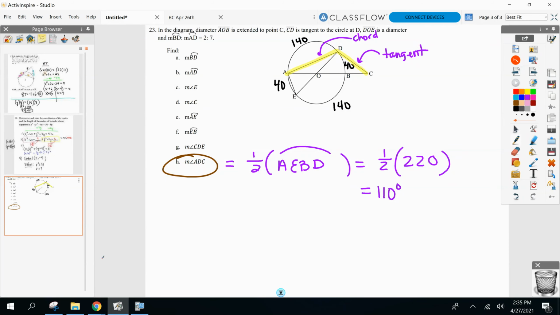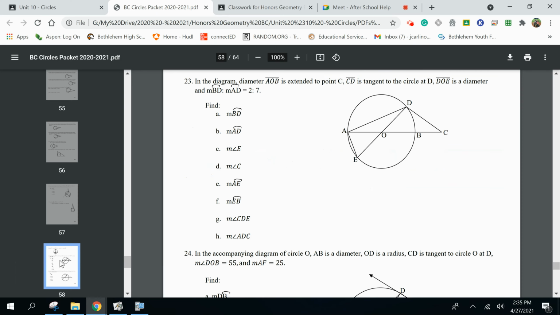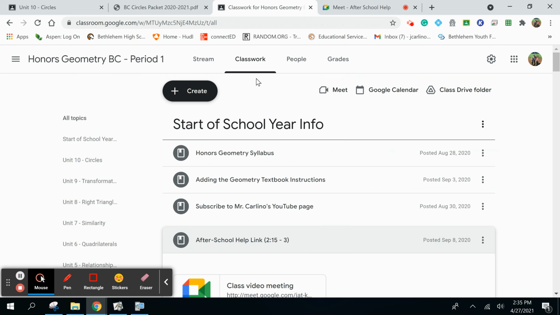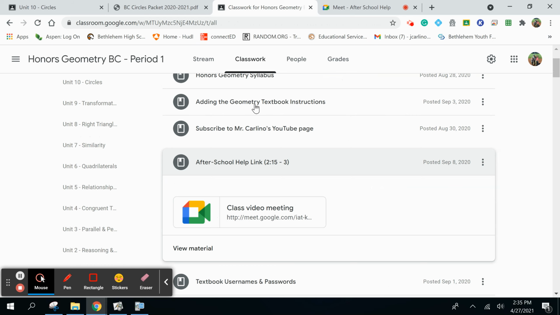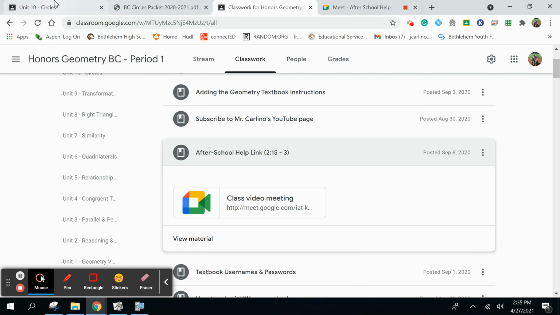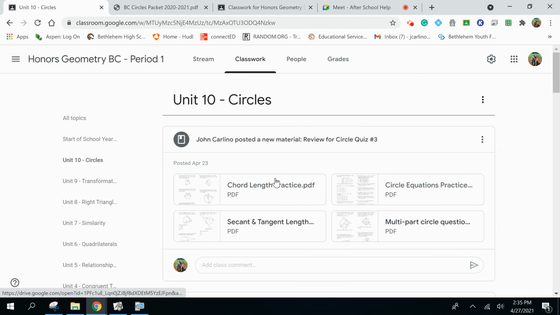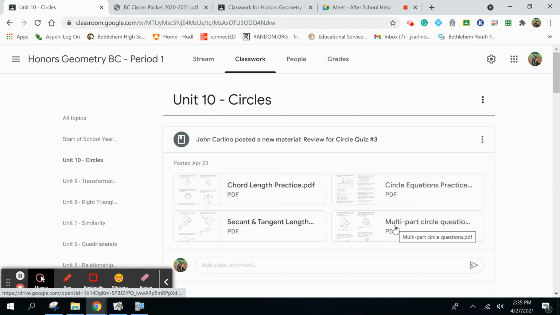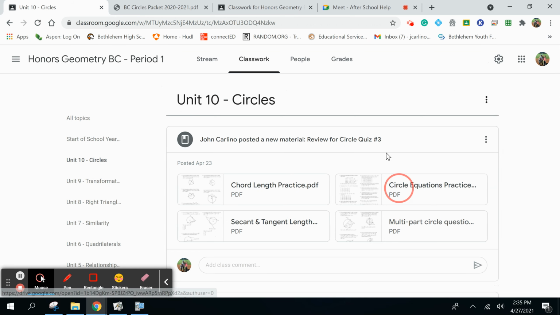All right, so what I was going to do too, and I did this yesterday, just to be fair to both review days, I did a multi-part circle question with the kids yesterday after class. So I'm just going to go on Classroom. I have a worksheet that says multi-part circle questions.